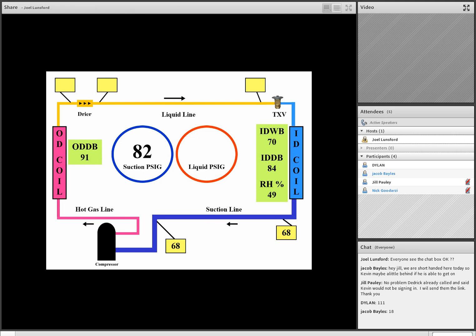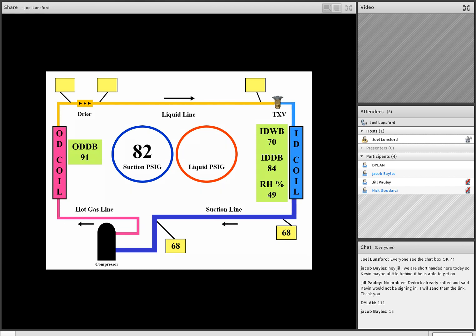Now you'll notice there's some green blocks by the indoor and the outdoor coil. Those are temperatures of the air going across those coils. As an example, on the outdoor coil, we see we have an outdoor dry bulb temperature of 91 degrees. That's the temperature of the air going across that outdoor coil. On the indoor coil, we have an IDWB, that's indoor wet bulb temperature of 70 degrees. We also have an IDDB, that's an indoor dry bulb temperature of 84 degrees. And then we have an RH percent, that's the percent relative humidity going across the indoor coil. In this example, it's 49%.